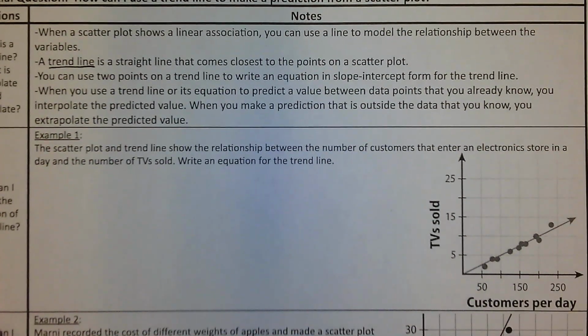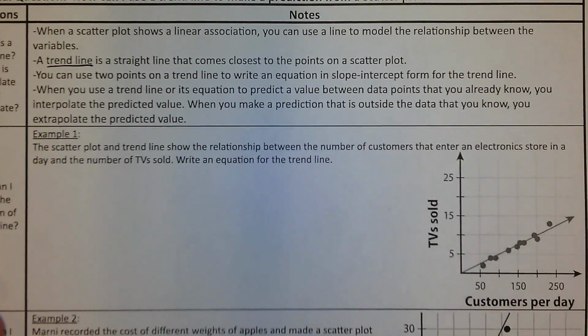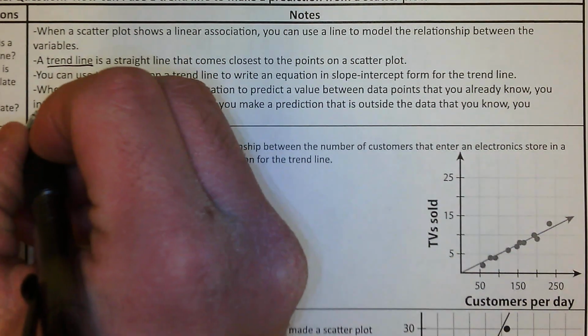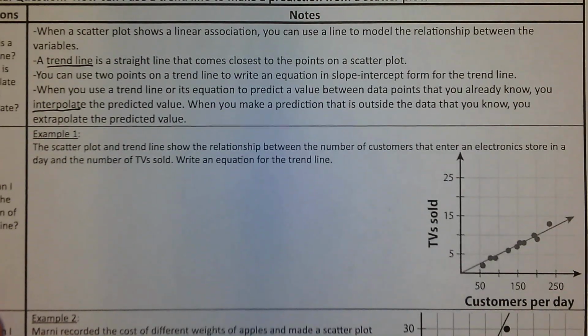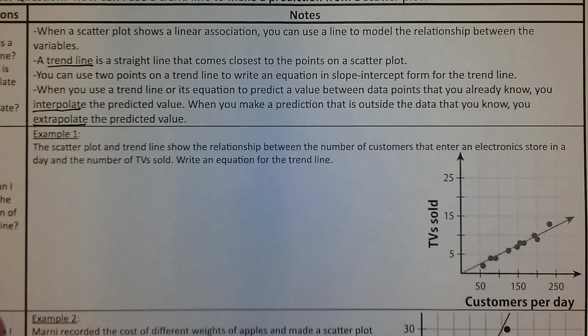We talked about this a little bit yesterday over the three scatter plots that we made. You can use 2 points on a trend line to write an equation in slope-intercept form for the trend line. When you use a trend line or its equation to predict a value between data points that you already know, you interpolate the predicted value. When you make a prediction that's outside the data that you know, you extrapolate the predicted value. We'll talk about the difference between interpolate and extrapolate a little bit later in more detail.